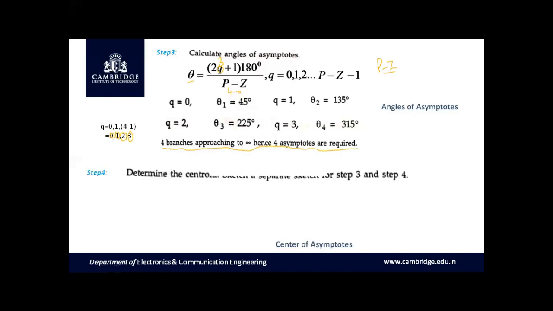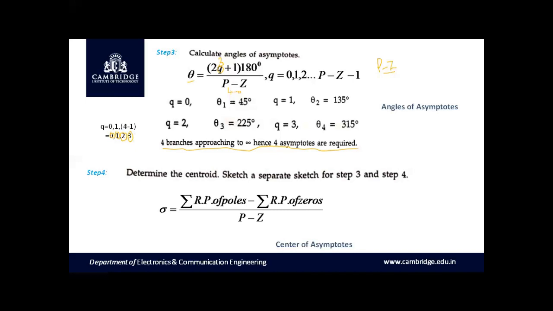Step 4. Determine the centroid and sketch a separate sketch for step 3 and step 4. After calculating the centroid, with the centroid as the center, we have to mark all the asymptotes using the protractor, and we have to draw the asymptotes. Now let us calculate the centroid. We know the formula for centroid is given by sigma equal to summation of real part of poles minus summation of real part of zeros divided by p minus z.